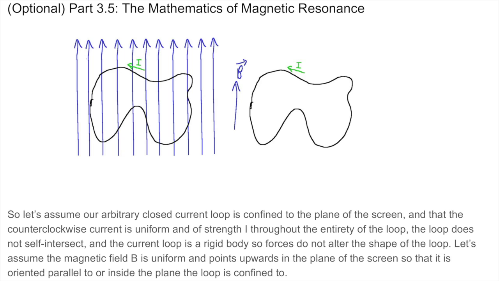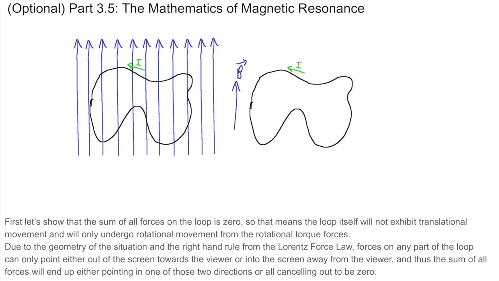The loop does not self-intersect, and the current loop is a rigid body so forces do not alter the shape of the loop. Let's assume the magnetic field B is uniform and points upwards in the plane of the screen so that it is oriented parallel to or inside the plane the loop is confined to. First, let's show that the sum of all forces on the current loop is 0.